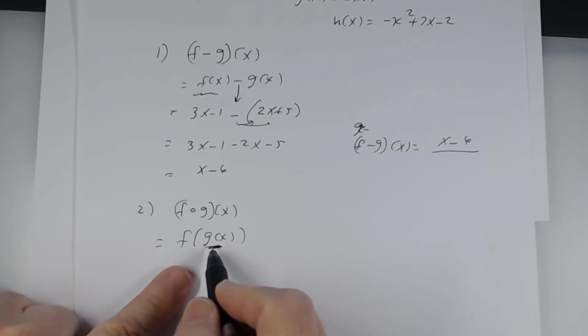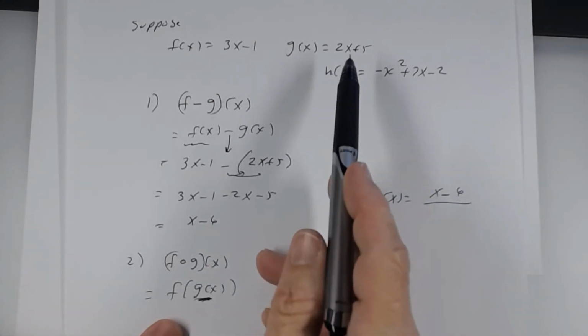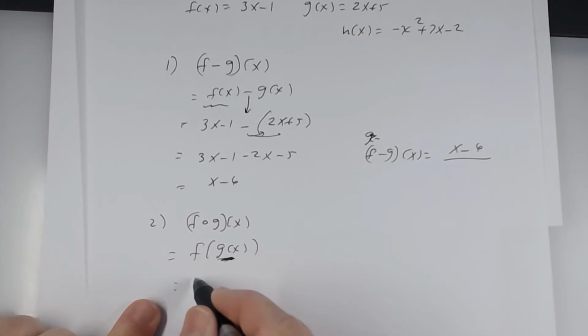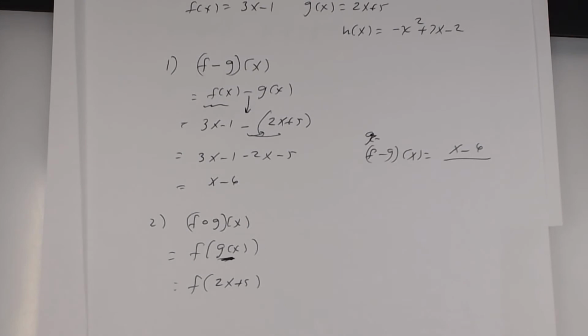So you're going to replace g of x with what it is. What is g of x? 2x plus 5. So in place of g of x, you're going to say 2x plus 5. So that becomes f of what? Yeah, and then the rest is what you would see on tests today. So on the test today, how would you find f of 2x plus 5?